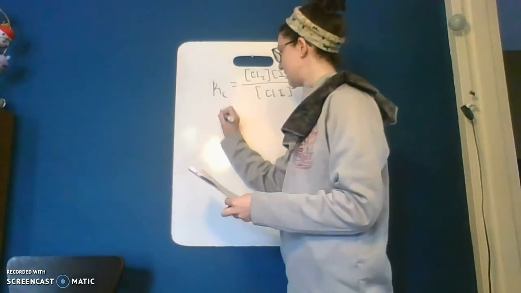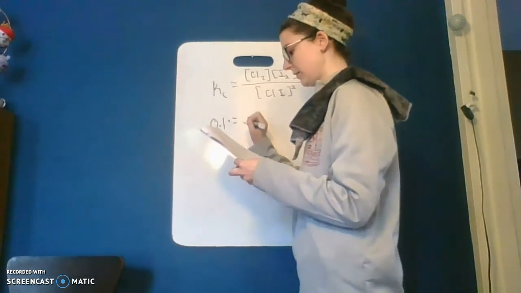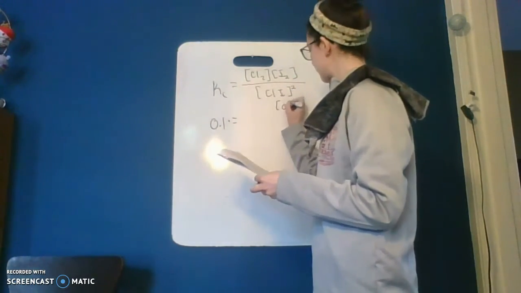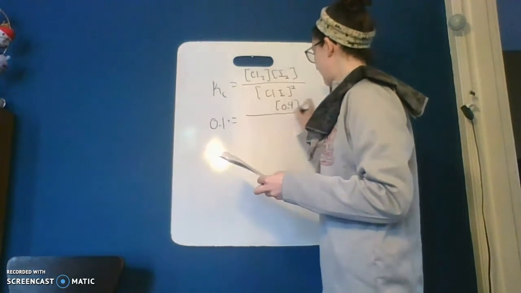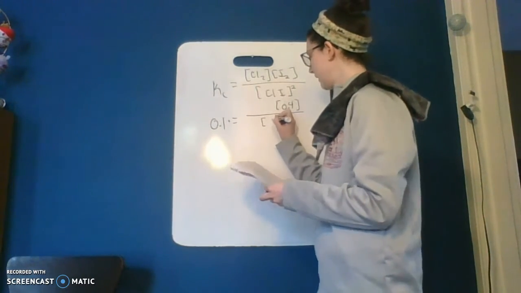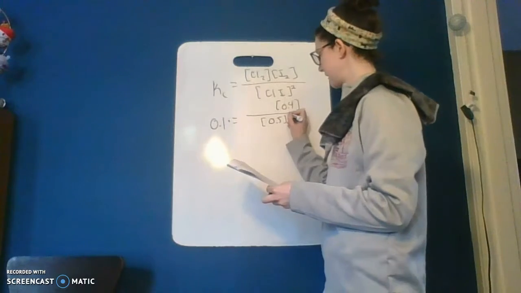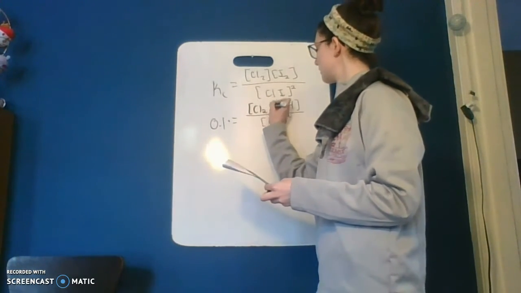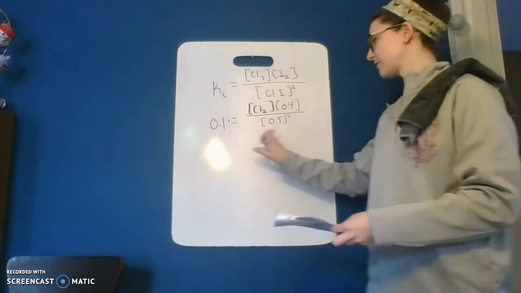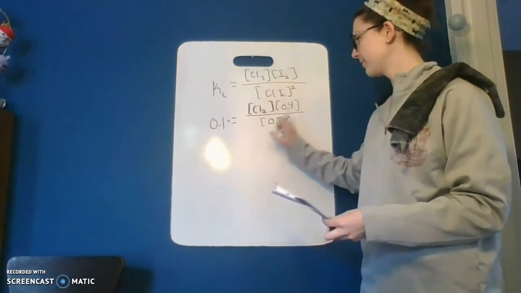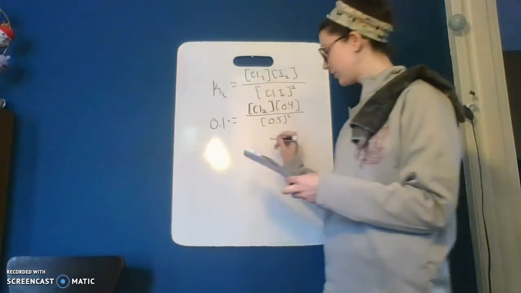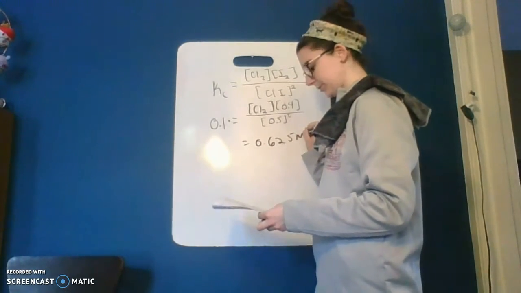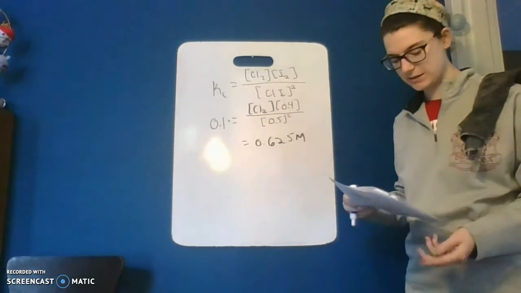They gave me the Kc of 0.1. And I know the concentration of I2 is equal to 0.4, and the concentration of ICl is 0.5, and don't forget to square that on the bottom. And I'm really looking for the concentration of Cl2. So if I multiply 0.1 by 0.5 squared, then divide by 0.4, you should get a value of 0.0625 molar. So that is number 1.